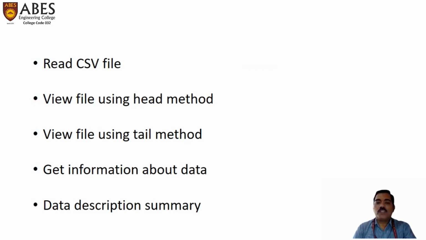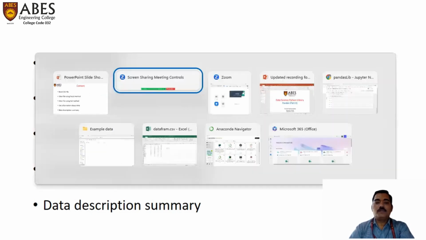So for today's session we will discuss how you can read a file, CSV file, JSON file, Excel file, and so on, and how you can view the file using head methods, using tail methods, how you can find out the information about the data, data description, summary, and so on. So today we will discuss all of these things.